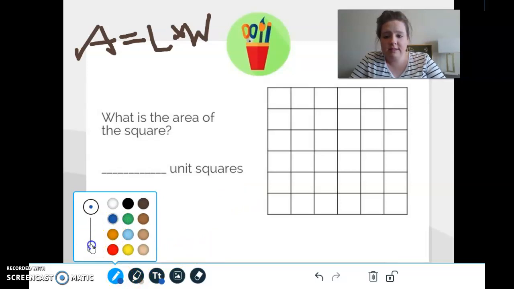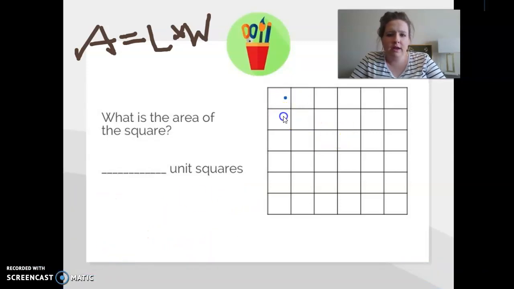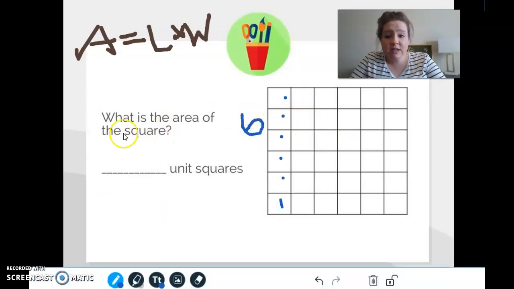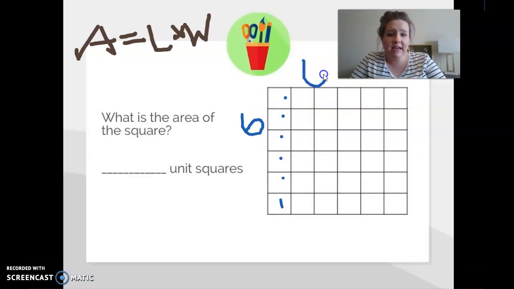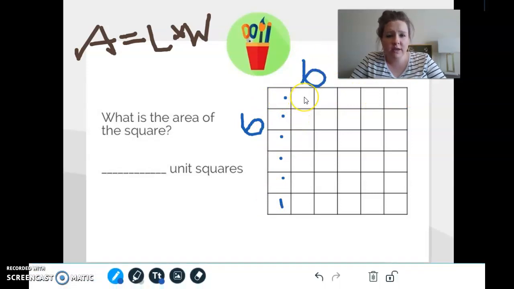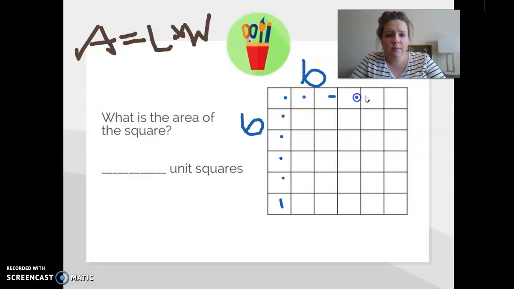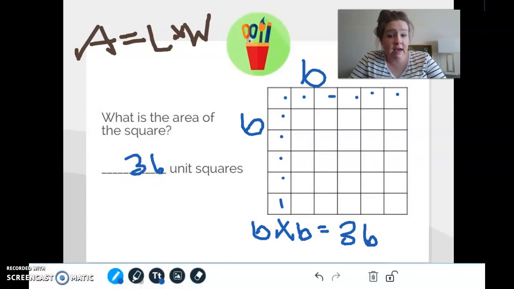Okay, so let's count these. 1, 2, 3, 4, 5, 6. And this tells me that this is a square. So I know that one side is 6, 1, 2, 3, 4, 5, 6. I know that this is also going to be 6. Okay? 6 times 6 equals 36 units squared. If you want to count them to just double check your answer, you are more than welcome to do that.